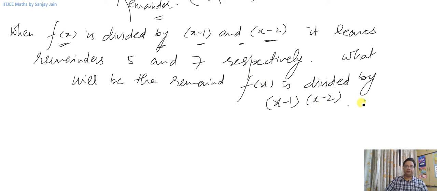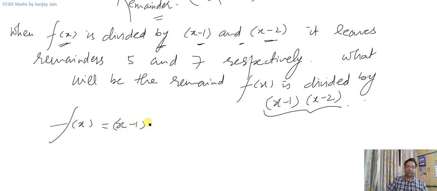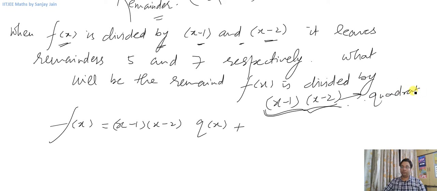Now again, I will use Euclid's division algorithm and write f of x equal to this divisor here, x minus 1 into x minus 2, into some quotient q of x, plus the remainder. Now I will write the remainder, because this divisor is a quadratic polynomial, in this form, ax plus b. Okay, I have already explained it in the previous question.